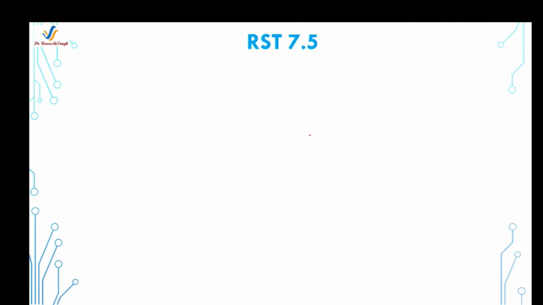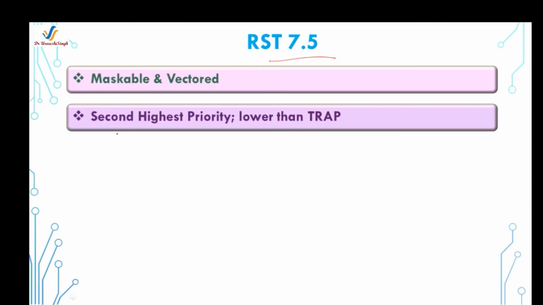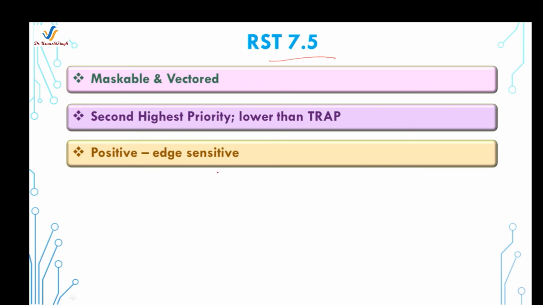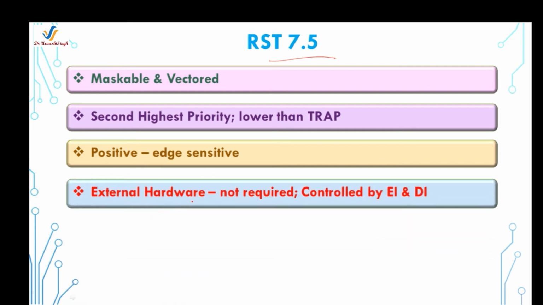Now the next one is RST 7.5. This interrupt is maskable and vectored. It has the second highest priority, lower than the trap interrupt, and it is positive edge sensitive. It does not require any external hardware, while it is controlled by the EI and DI instructions. These instructions I will discuss in my next video.